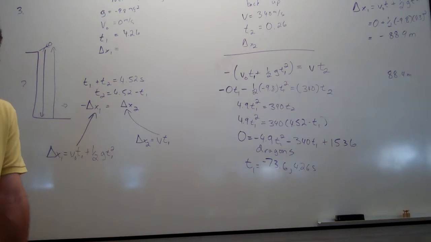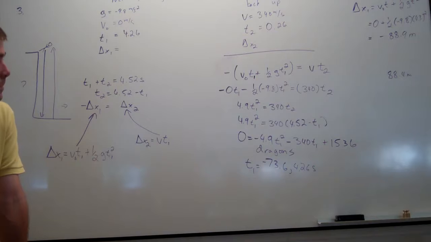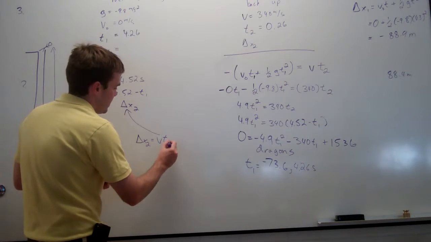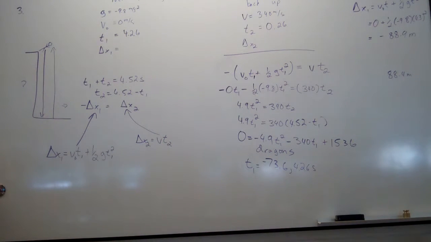Under the line you have, you said it equals VT2, but to the bottom left it says delta x2 equals VT1. That should be VT2. Oh, sorry about that, thank you for pointing that out.